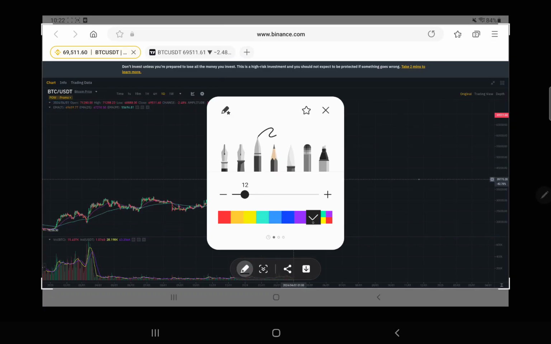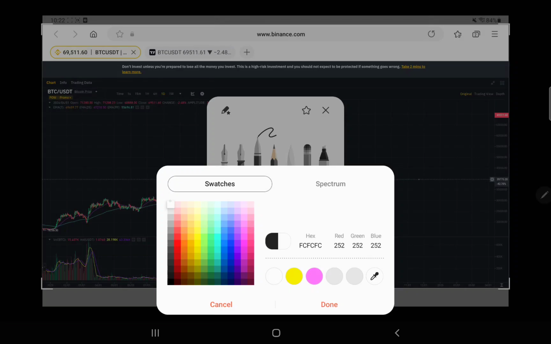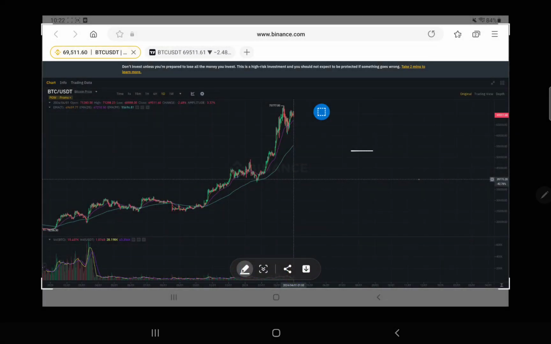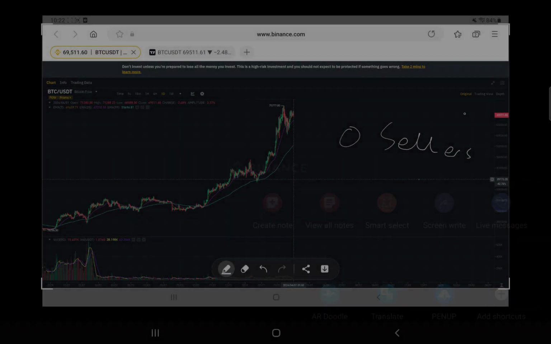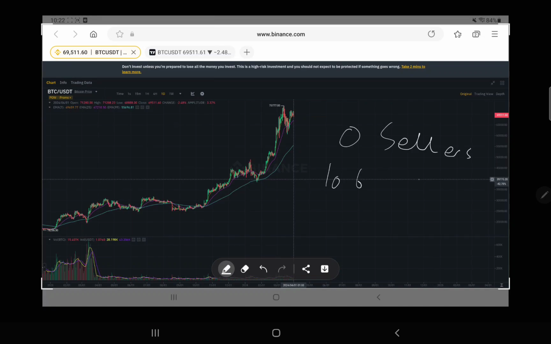If we change the color to white, let's just take something into consideration here. If there are 0 sellers, right? I can't spell because I'm an idiot. Let's say there's 0 sellers, but there are 10 buyers. That gives us our high trend up here, the high amount of volume, okay?